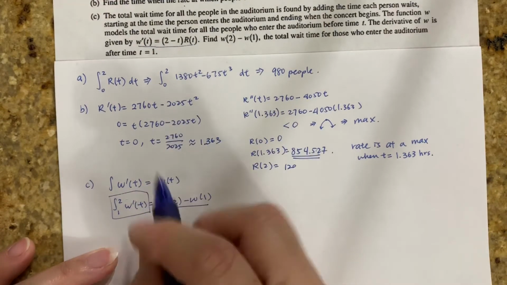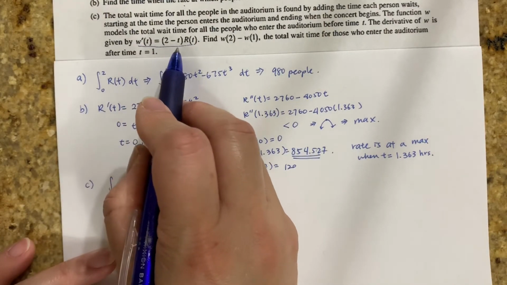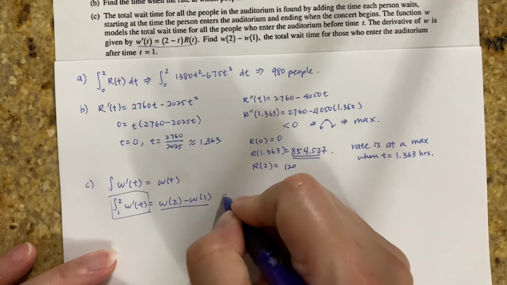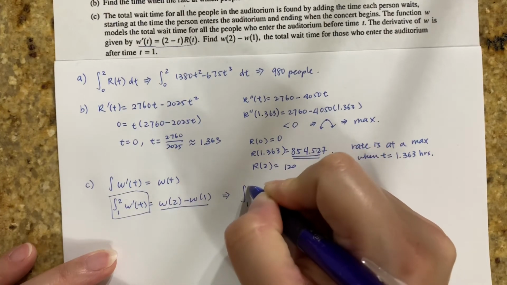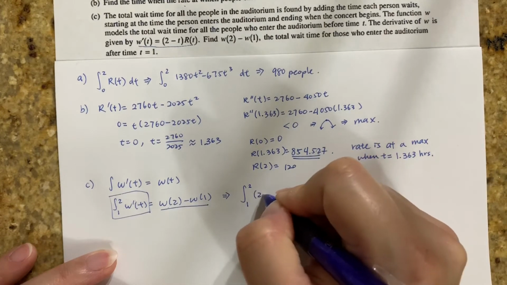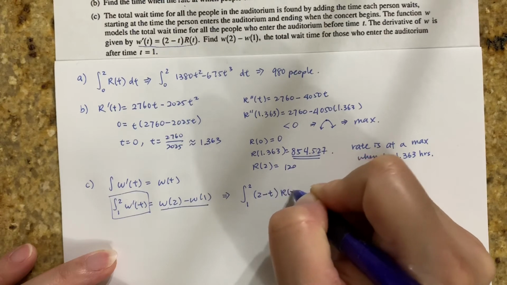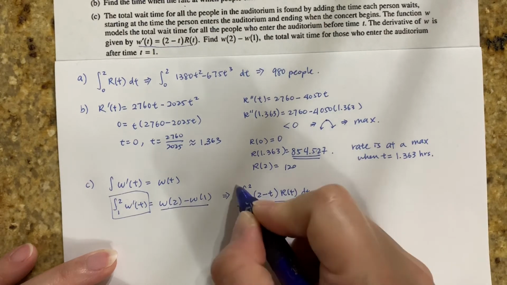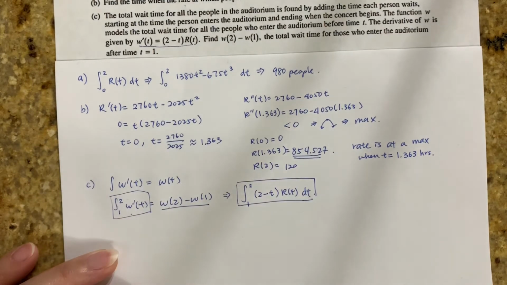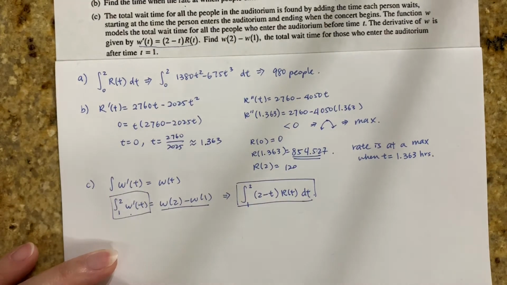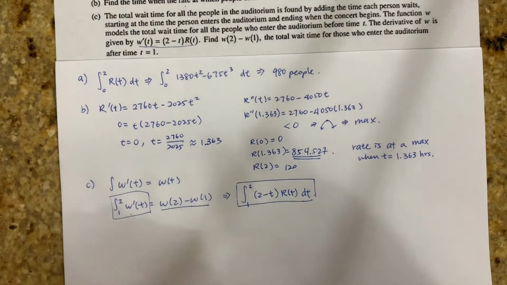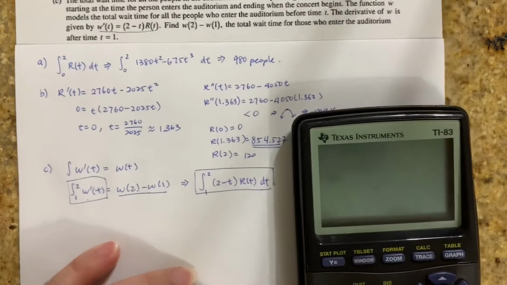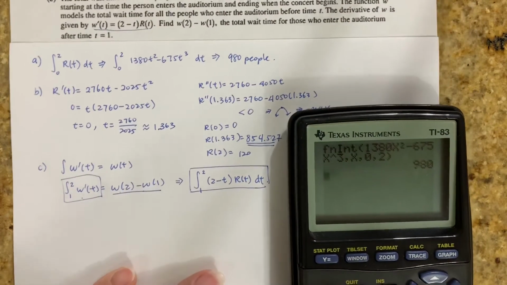Now, what do I know about W prime of t? It says W prime of t is defined as 2 minus t r of t. So in other words, this is the integral between 1 and 2 of 2 minus t r of t dt. If I can find that, it's the same as W of 2 minus W of 1. So again, your calculator is very handy. I just have an extra function now.